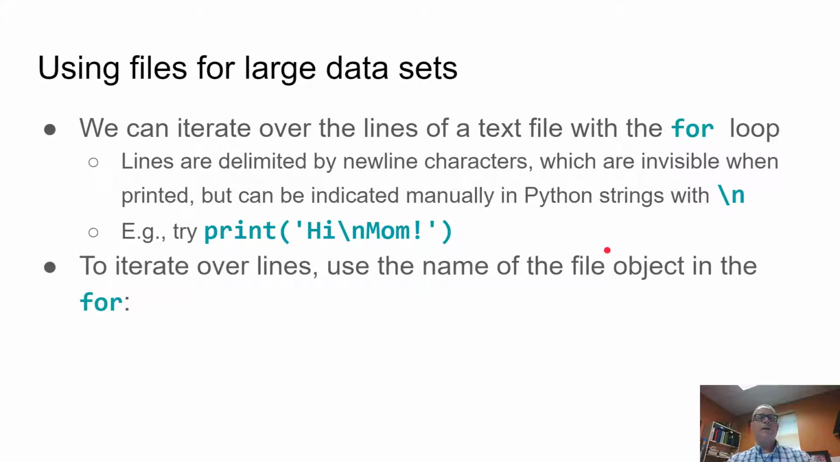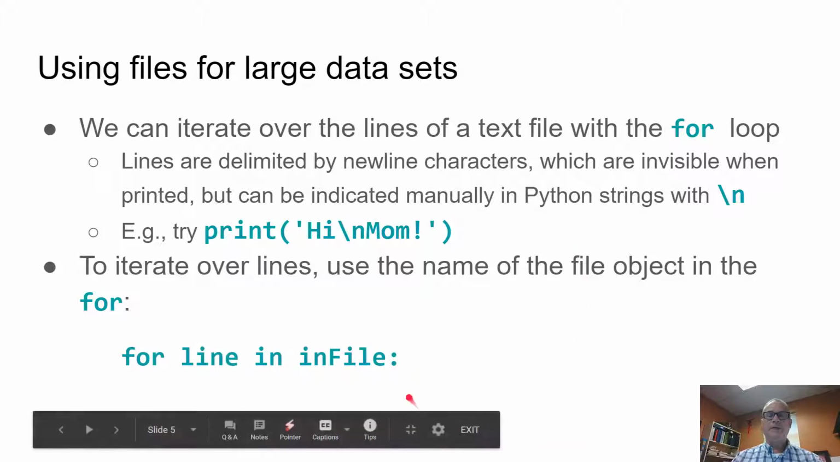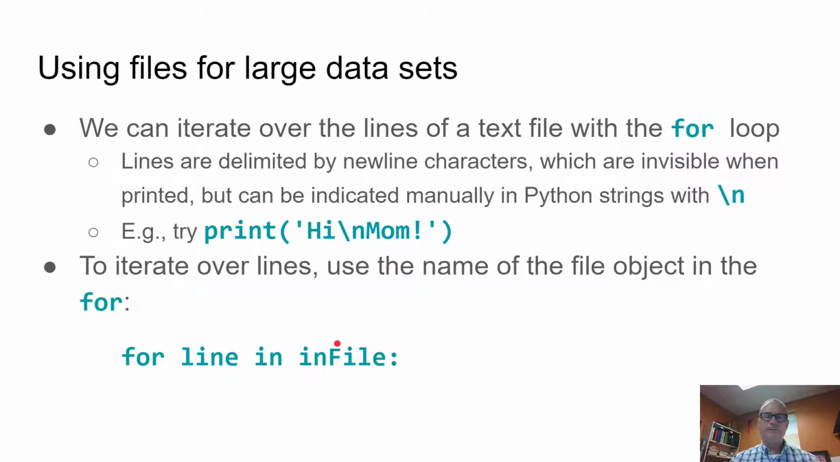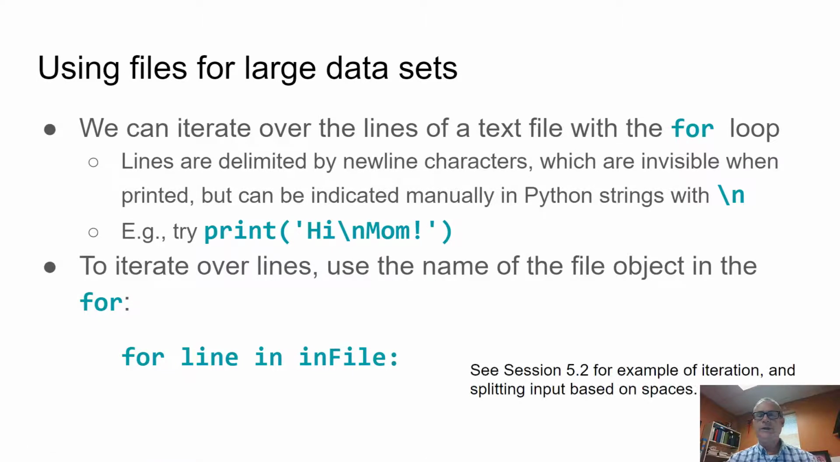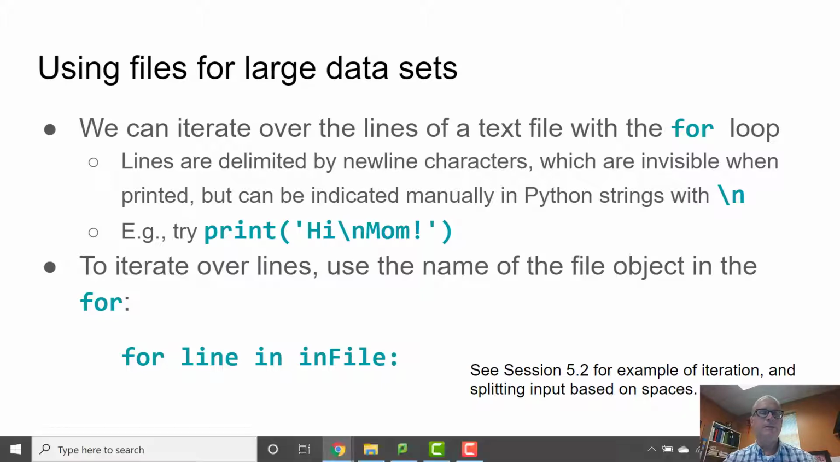So let's look at how we iterate over the lines. We use the name of the file object in the for loop. For line in file, provided that file is our file object that we opened with the open statement. So let's take a look at session 5.2 for an example of that iteration, and also look at how it's splitting input based on spaces.